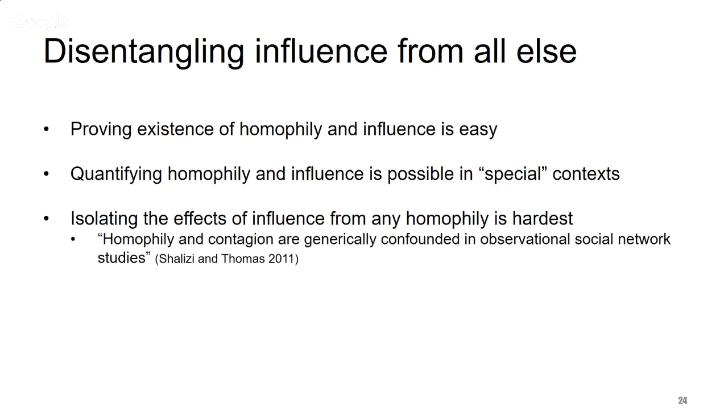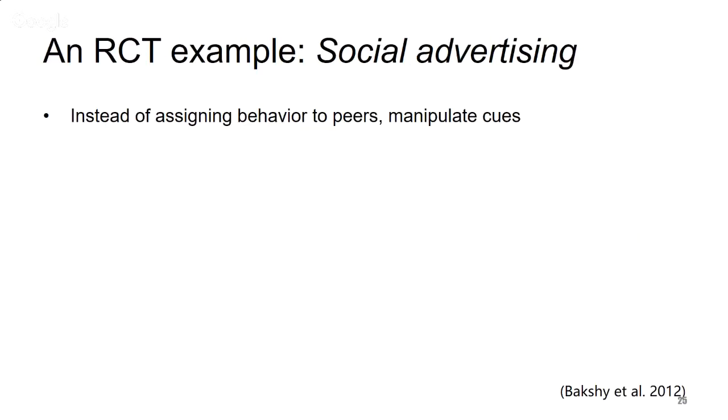And so Shalizi and Thomas published a really amazing paper in 2011, from where I actually took the story, that says homophily and contagion are generically confounded in observational social network study. Do you see how they don't mix their words? So it's a great paper if you're looking at studying peer influence in observational studies. So you could do experiments, so you could do randomized controlled trials to do a little bit of that.